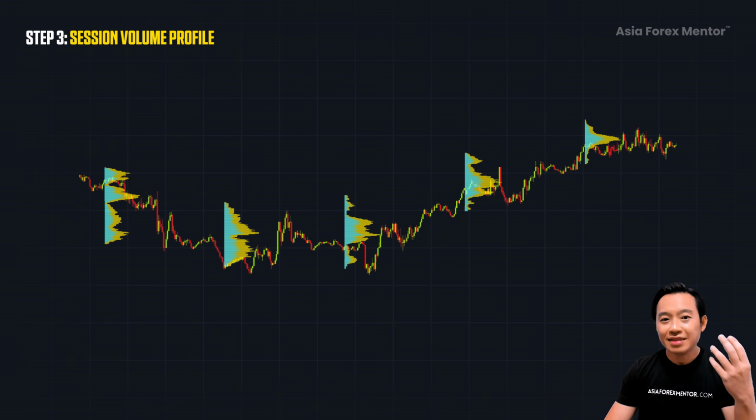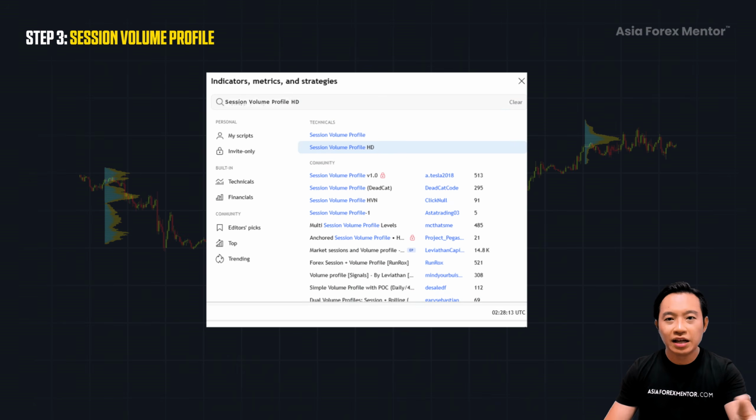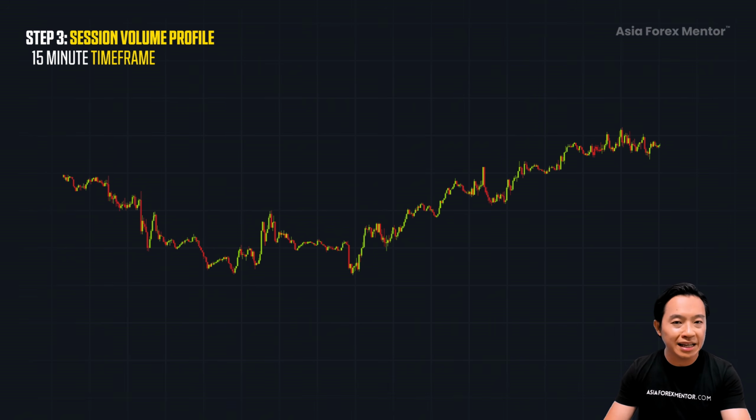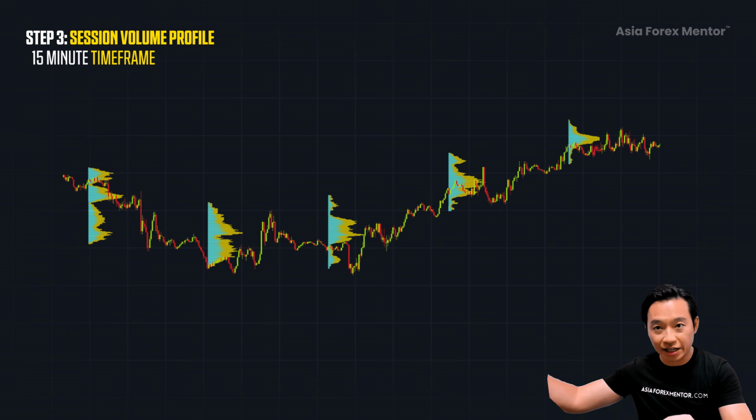All right, so now setting it up is actually pretty easy. So on the chart, you search for what? Session volume profile HD. So then you apply it on where? You can apply it on your 15-minute time frame. So instantly, once you start applying it, you're going to see what? Multiple volume profiles stacked beside each other.